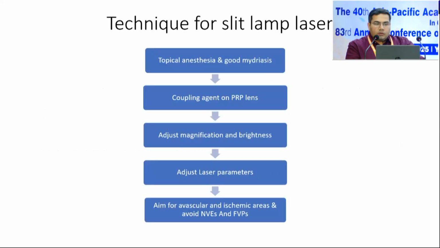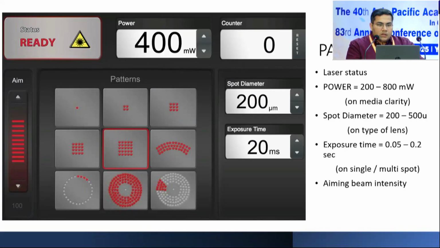So the technique for doing a laser is we put topical drops, put a coupling agent in the form of either a visco or any gel. You adjust the magnification and brightness and set the laser parameters. I'll show you the laser parameters now. So these are the common laser parameters.